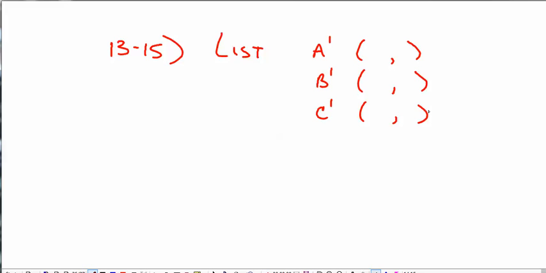Any questions on what you're doing today? Yes? You're going to list the new ones. You're going to list E prime, F prime, G prime, and H prime. Whatever vertices are written in there, H, I, J, K, you're going to list H prime, I prime, J prime, and K prime. Okay. Let me show you what it should look like.